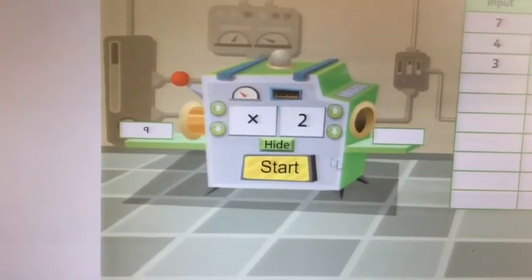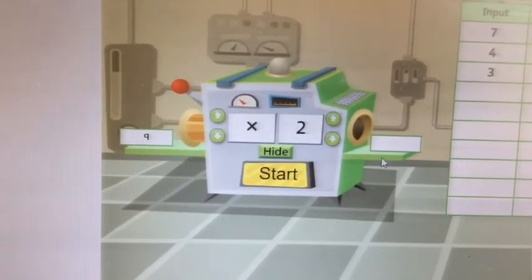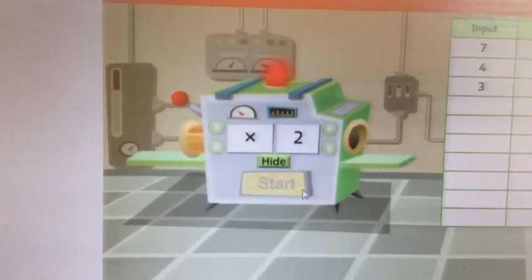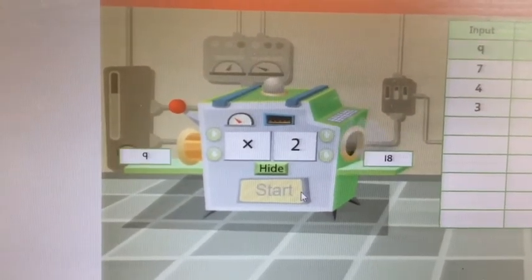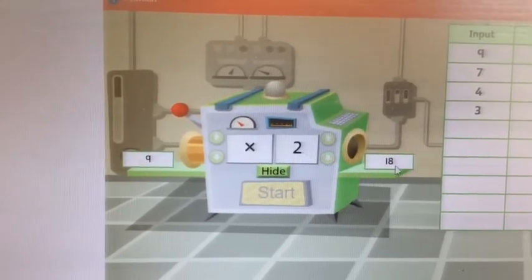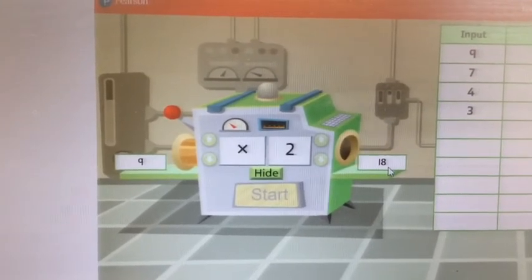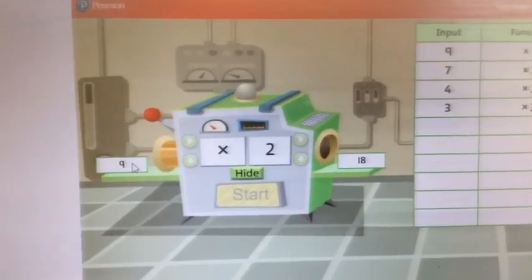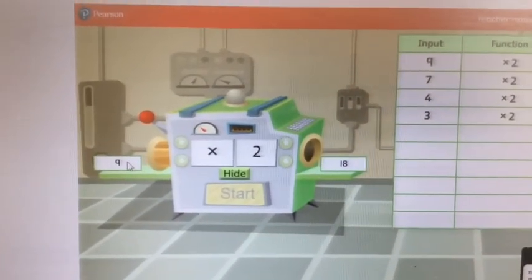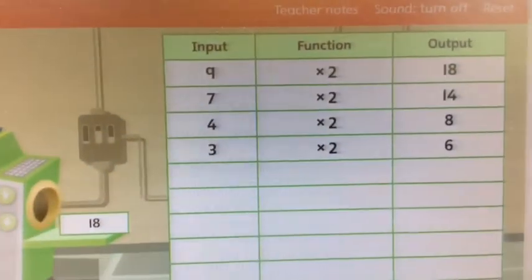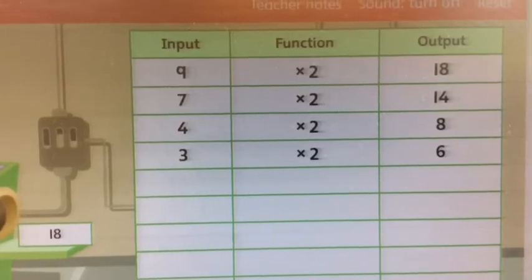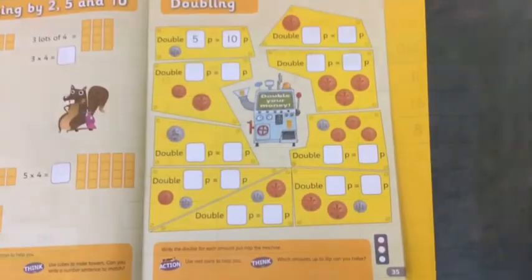How about double 9, or 9 times 2? What's the output going to be? Hey, did you get that? So what's half of 18? It must be 9, mustn't it? Can you see how doubling is the opposite of halving? Or multiplying by 2 is the opposite to halving.